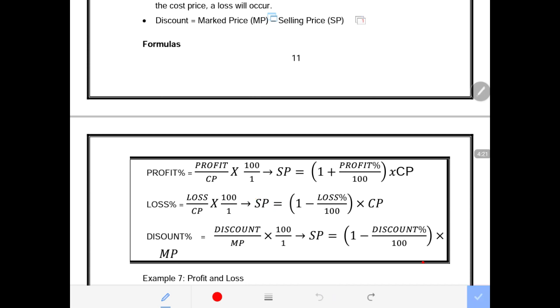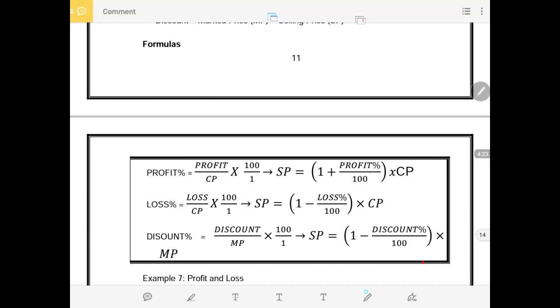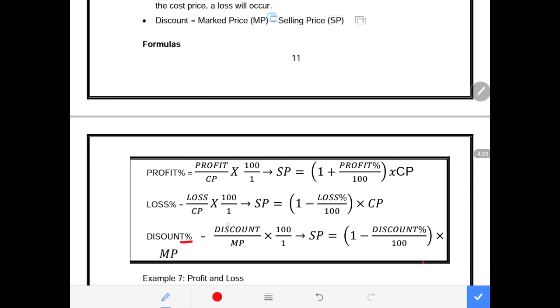Then after we have a discount percentage. Discount percentage is a discount amount divided by marked up price. Remember, discount is a marked up price minus the selling price, so let's also remember that. Then we have a selling price when a discount is given. Guys, there are 3 selling prices here. First of all, we have a profit percentage and a selling price when a profit is made. Then we have a loss percentage and a selling price when a loss is made.